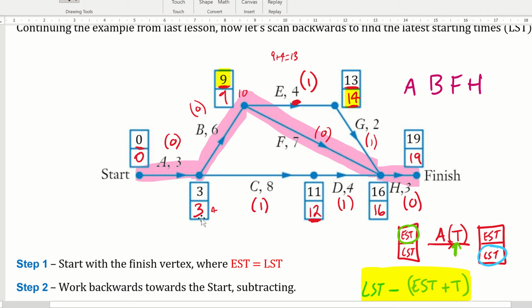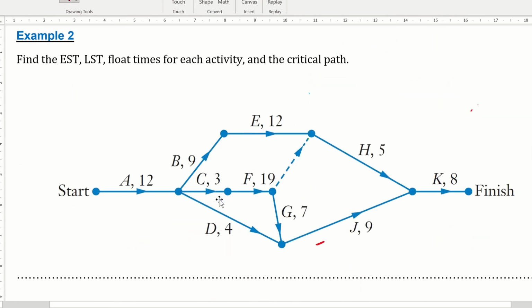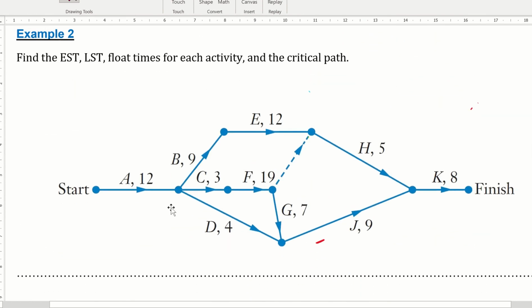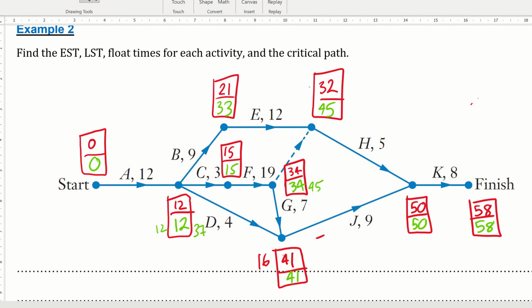All right, and that's it. That's today's lesson. We're just going to get some more difficult networks happening. Now I want you to go through example 2 here, put all your boxes on, label the float times, identify the critical paths. Pause the video now and give it a go if you like. All right, that should be your answers to your LST and ESTs. Now go ahead and label your float times.